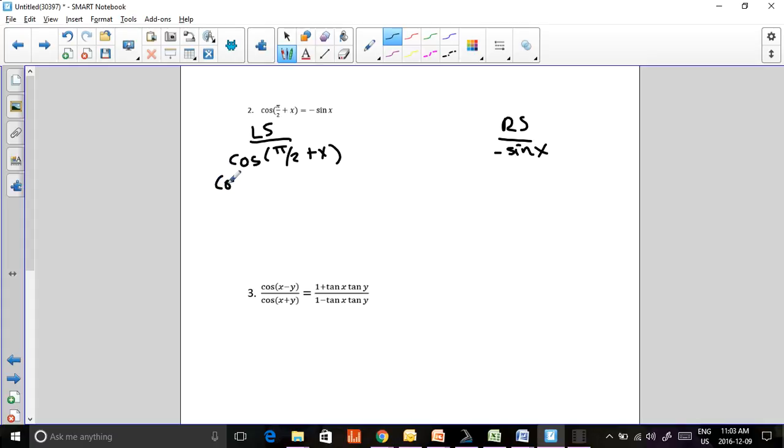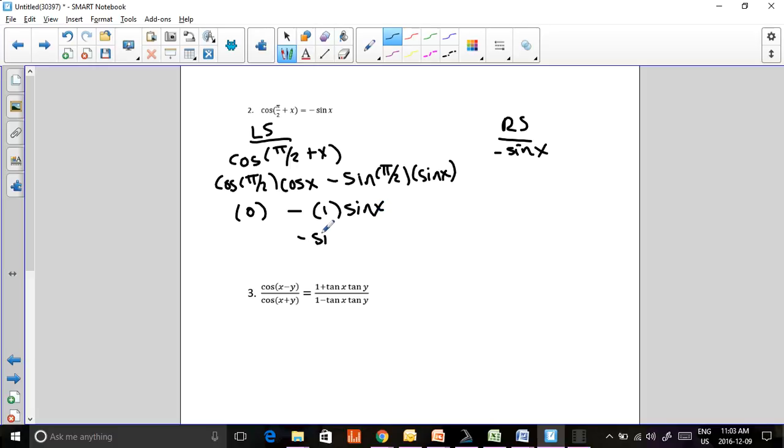So cos pi over 2 cos x minus sine pi over 2 sine x. And look at this, cos of pi over 2 is just 0, so this whole thing goes to 0. And sine of pi over 2 is 1. So we get negative sine x. Life is good.